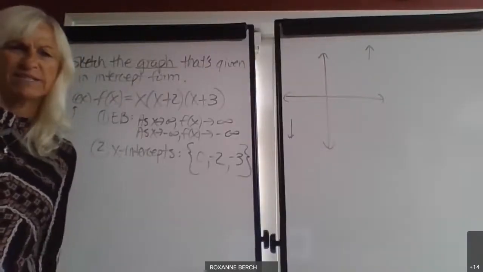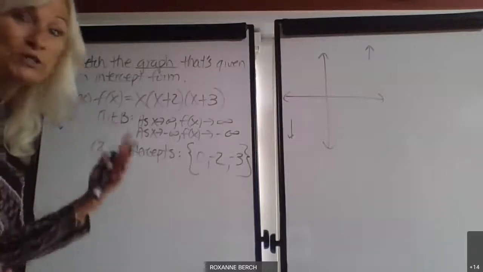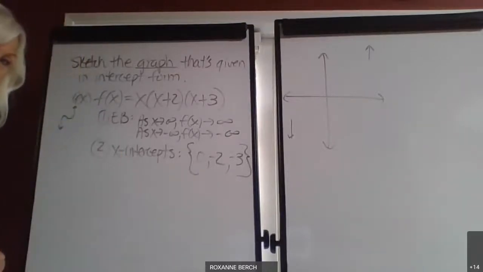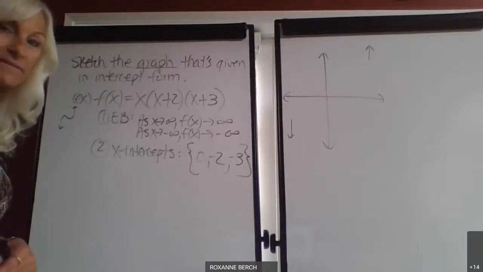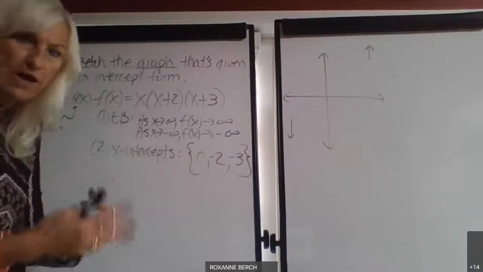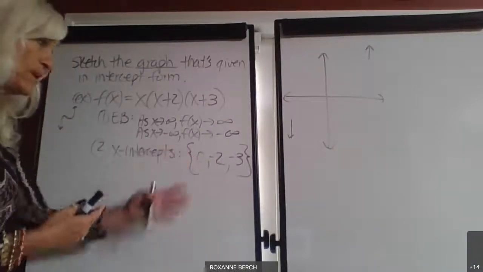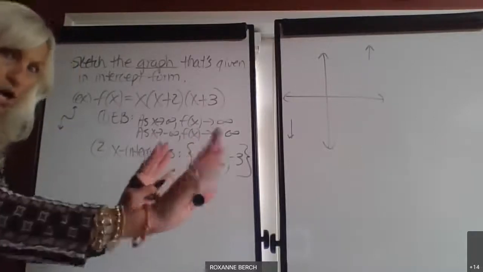I'm not going to teach it. It's dumb. Because what we're going to do right now is we're going to look at the multiplicity. So remember the multiplicity? That if the root appears an odd number of times, it crosses the x-axis. If it appears an even number of times, it touches and turns or is tangent. That's what we're going to do.